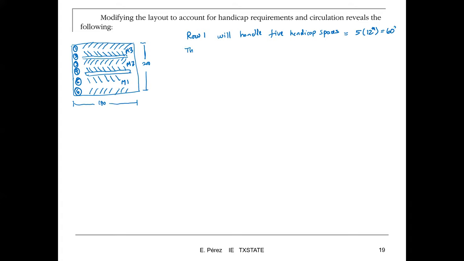And we can say that the remaining spaces in that row will be occupied by standard cars. Which is going to be equal to 180 minus 60 divided by 8.5. That gives you 14 spaces.